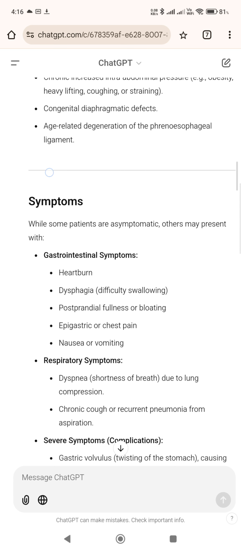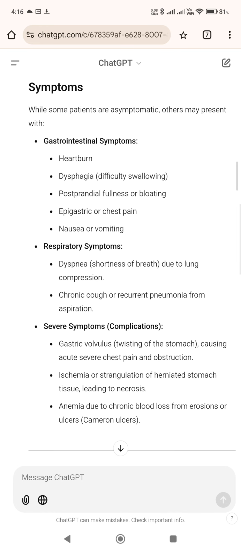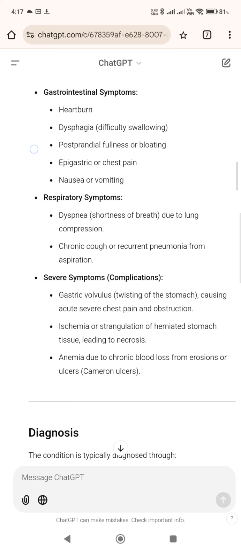Symptoms: while some patients are asymptomatic, others may present with gastrointestinal symptoms: heartburn, dysphagia (difficulty swallowing), postprandial fullness or bloating, epigastric or chest pain, nausea or vomiting. Respiratory symptoms: dyspnea, shortness of breath due to lung compression, chronic cough or recurrent pneumonia from aspiration.